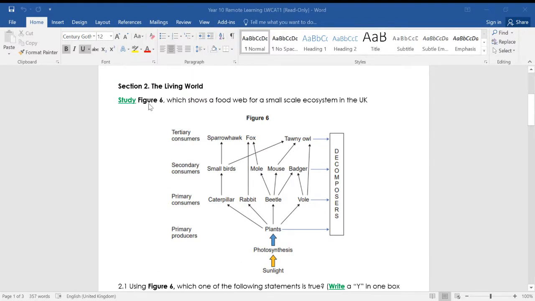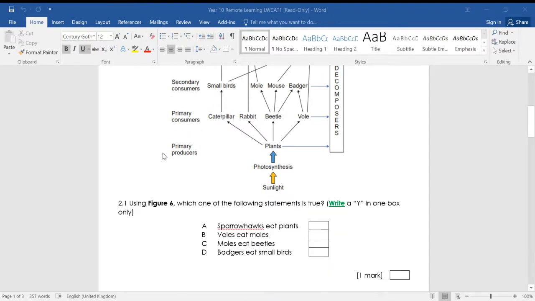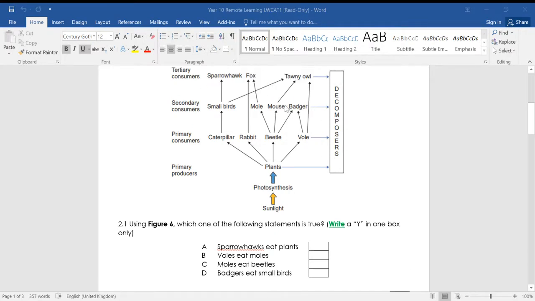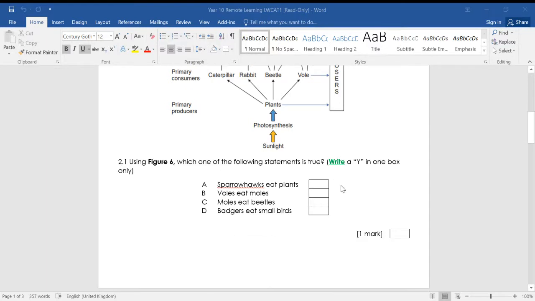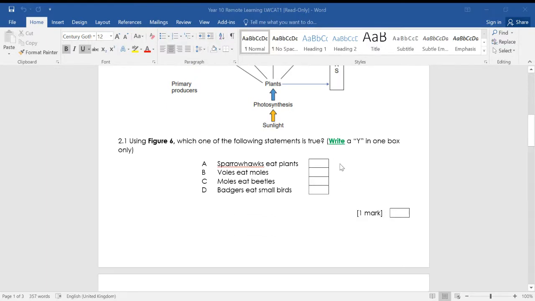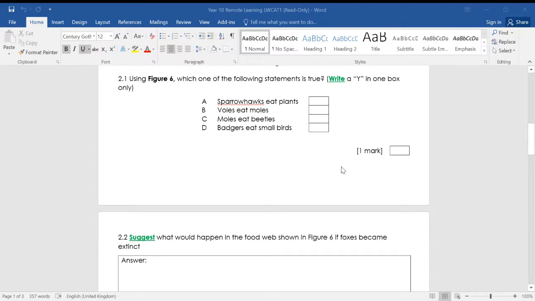For the first question, we've got a diagram here which shows a food web for a small scale ecosystem in the UK. We can see the different levels of that food chain or food web. The question asks, using figure 6, which one of the following statements is true? So you need to have a look at those statements. I'm not going to tell you the answer, but see which of those is true, and then write a Y or whatever in one of those boxes. Only one of those statements is true.